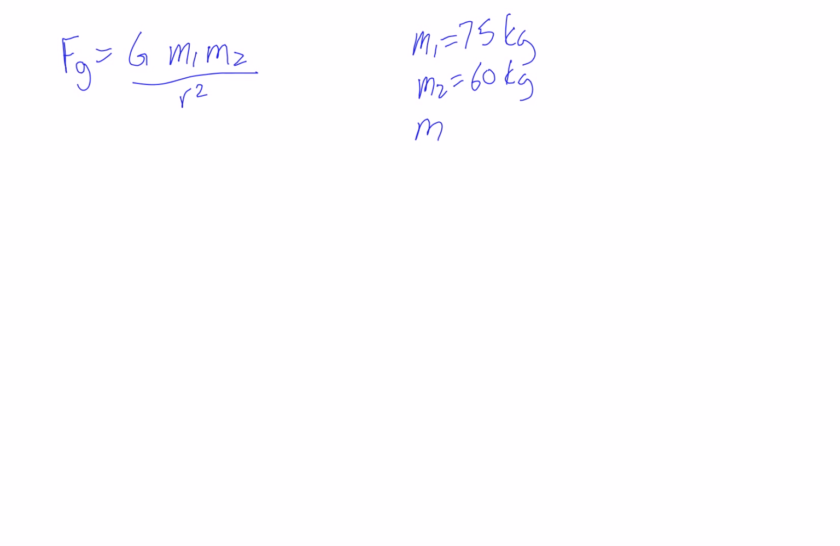Okay, so what we're going to do is use the new force of gravity formula to calculate the force of gravity between any two objects. It doesn't matter how big or small they are, we can always calculate the force of gravity between two objects. So let's suppose we calculate the force of gravity between two people. Let's suppose one person weighs 75 kilograms, and the other person weighs 60 kilograms. Let's suppose they're standing half a meter apart.